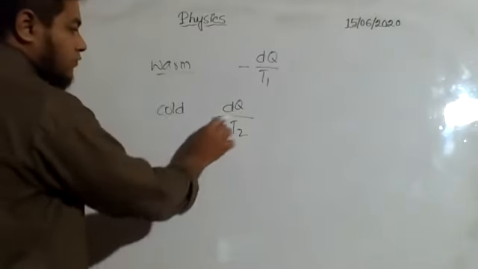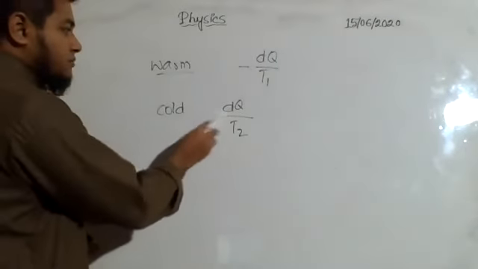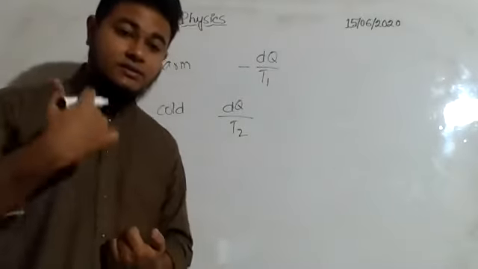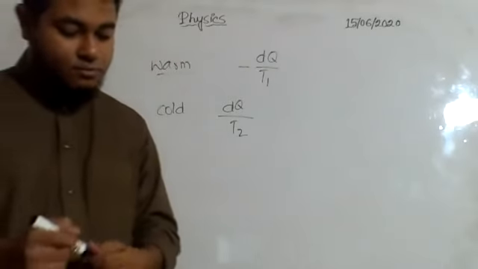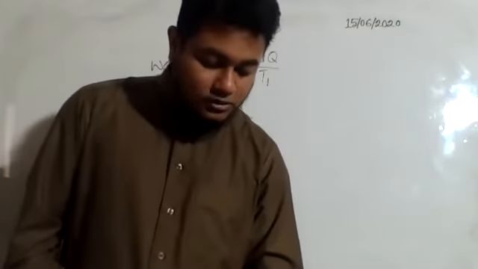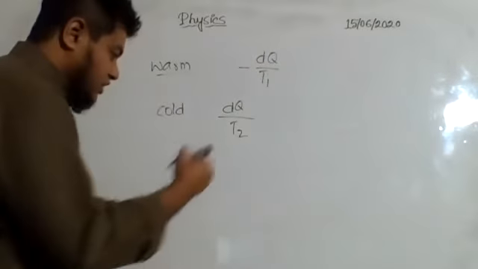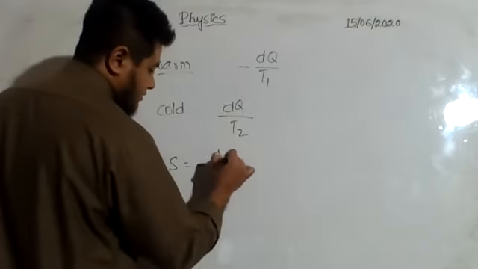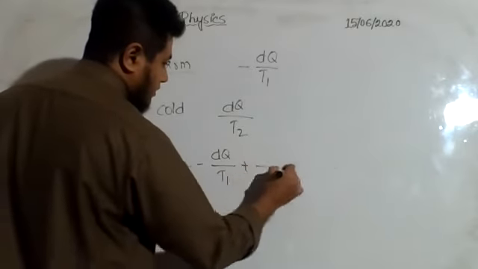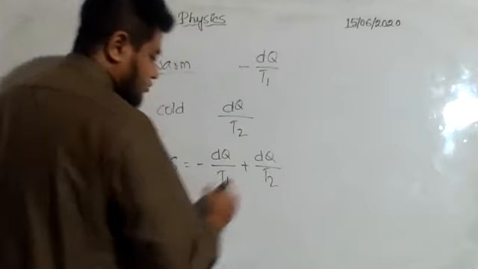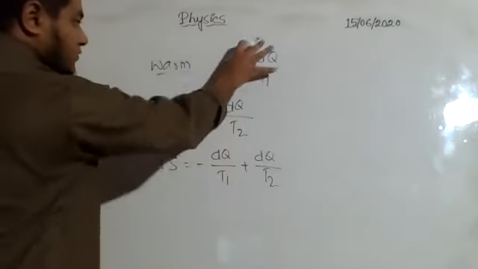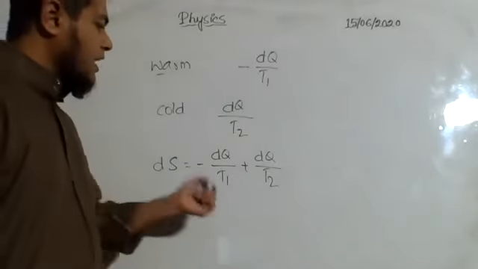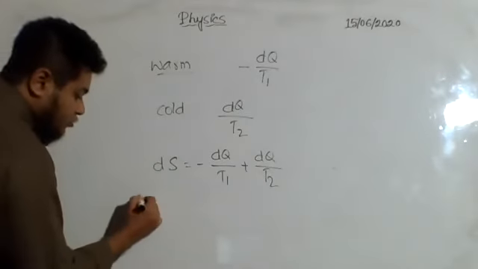Because the temperature of the cold object is T2, and the amount of heat supplied is dq, it is going to be positive because it is gaining heat, increasing the entropy of the cold object. So the change of entropy of the system, ds of the system, is going to be minus dq by T1 plus dq by T2. This one will be minus for the warm object and this is the cold object, and it will be positive.